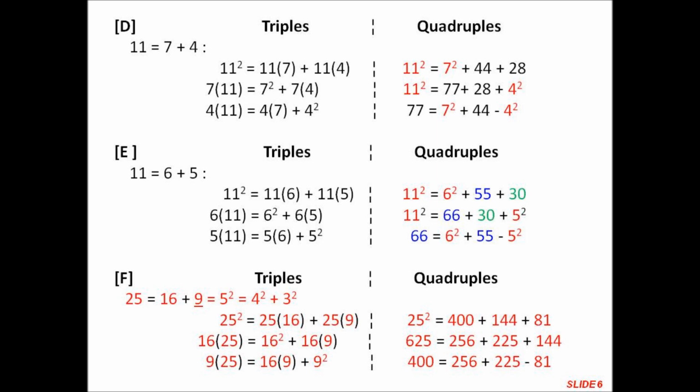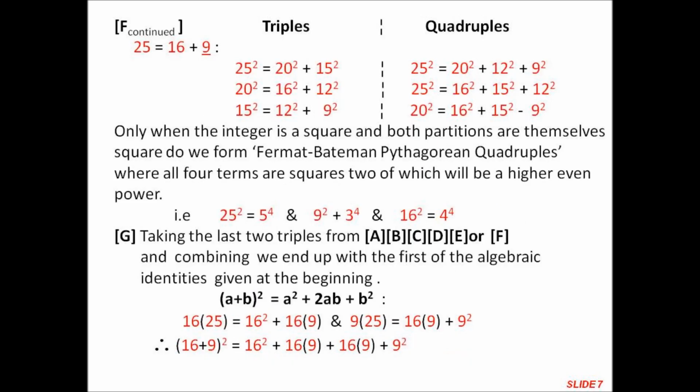In section F, we have used the smallest primitive Pythagorean triple, 5 squared equals 4 squared plus 3 squared, which gives us the partition 25 equals 16 plus 9, with the final result being 3 Fermat-Bateman quadruples, where all terms are perfect squares and 2 of which are a fourth power, namely 25 squared and 9 squared. Only Pythagorean triples have this outcome. I have therefore called them Fermat-Bateman Pythagorean quadruples.